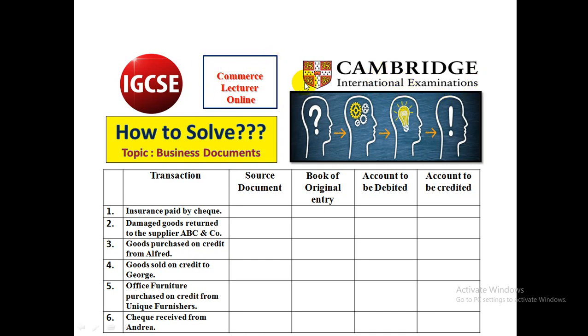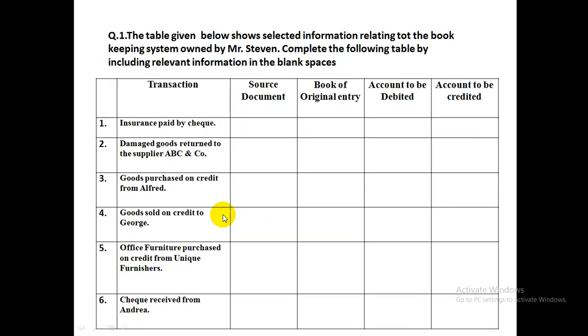Cambridge International Examination. How to solve such questions related to business documents topic asked in IGCSE and CIE exams. Transactions are given to you, source document is required, books of original entry in which these transactions are recorded have to be filled up, accounts to be debited and accounts to be credited are to be answered. Let's see how to solve such questions.